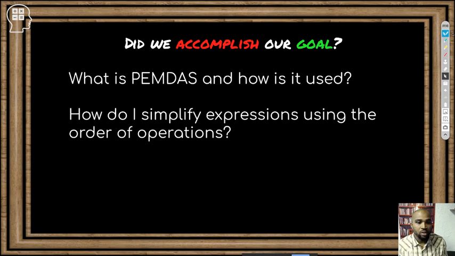Did we answer our question? What is PEMDAS and how is it useful? How do I simplify expressions using the order of operations? So we talked about PEMDAS. We talked about how to convert fractions to decimals, decimals to fractions, and that we need them all in the same form to really work them through.